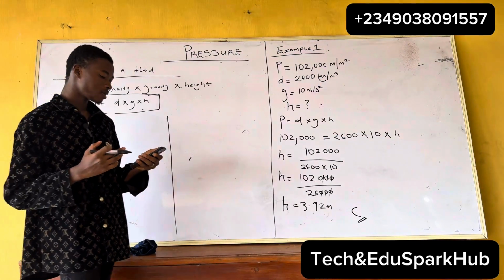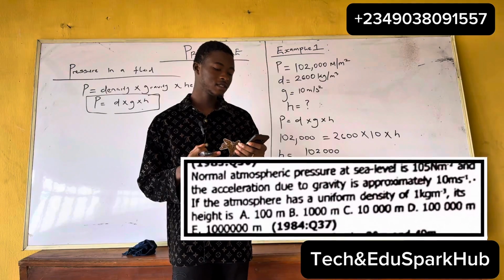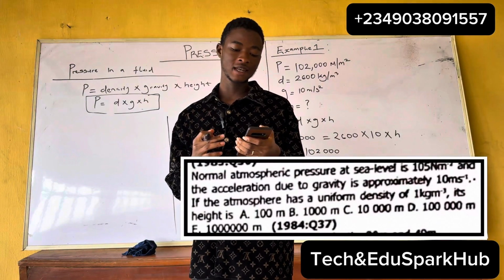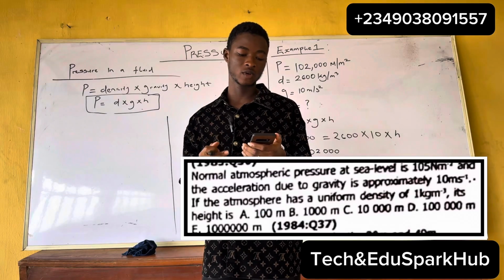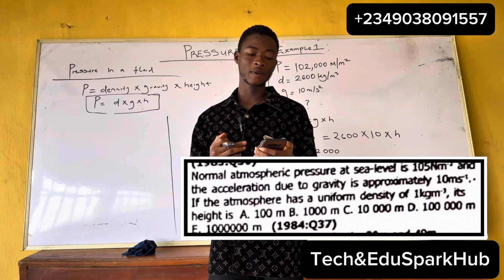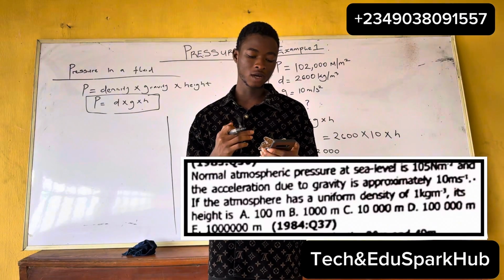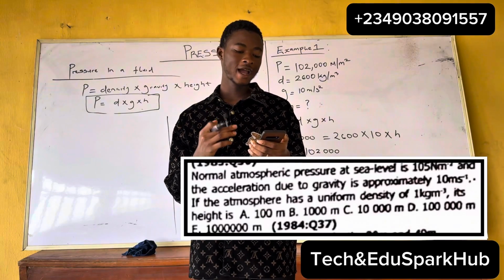Let's look at our second example under the pressure in a fluid. The question says the normal atmospheric pressure at sea level is 10^5 Newton per meter square, and the acceleration due to gravity is approximately 10 meter per second square. If the atmosphere has a uniform density of 1 kilogram per meter cube, its height is.